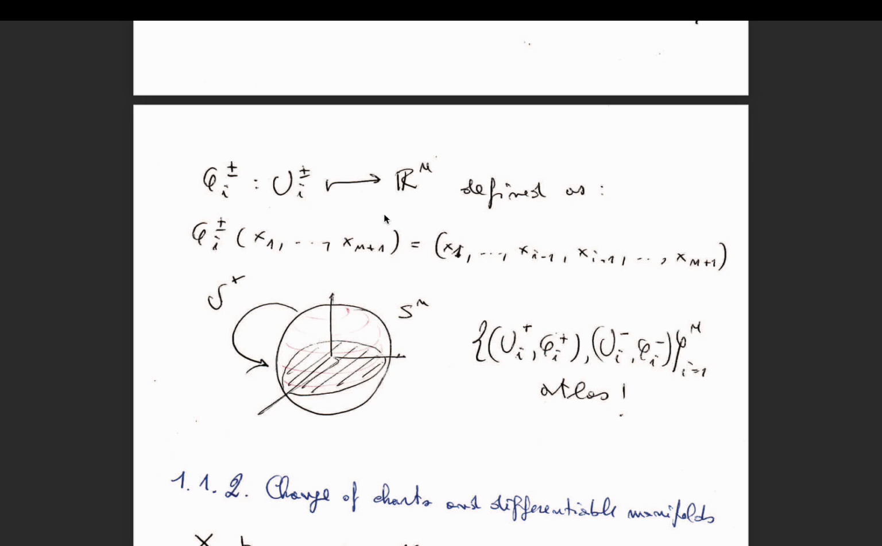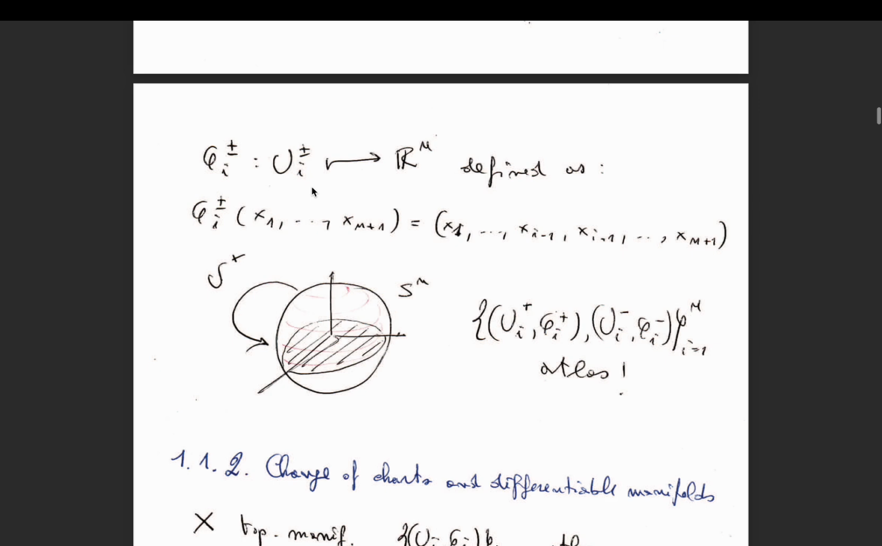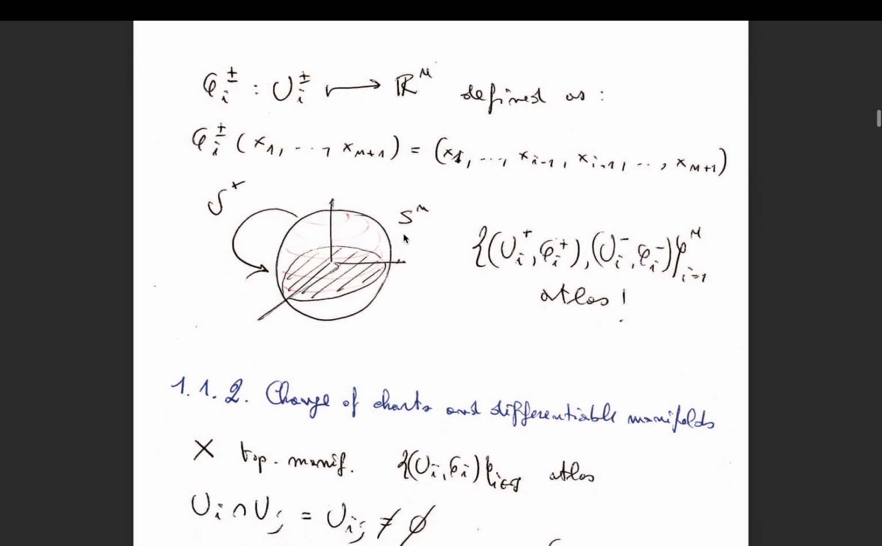For example, if Q belongs to U_i^±, then phi_i^±(Q) is equal to (x_1, ..., x_{i-1}, x_{i+1}, ..., x_n). So it maps any hemisphere into disks of R^n. And it's easy to see that the set of all these (U_i^±, phi_i^±) forms an atlas for the sphere.